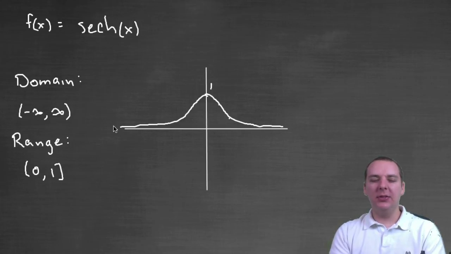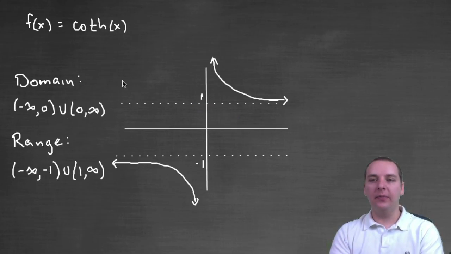Hyperbolic secant, this is an interesting looking graph. It comes up and it kind of just has a little blip or a little bump right here at the y-axis, so y value of 1, and then kind of flattens out on both sides. It has a horizontal asymptote at y equals 0, or the x-axis.